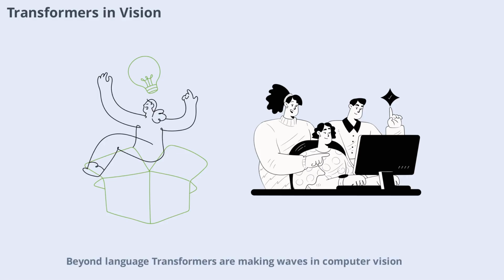Beyond language, transformers are making waves in computer vision. Vision transformers, ViTs, apply the same attention-based principles to image data, achieving impressive results on tasks like image classification and object detection. This cross-domain success demonstrates the versatility and power of the transformer architecture.